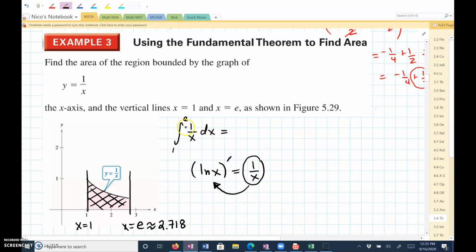So when I take the antiderivative of 1 over x, this is going to be the natural log of the absolute value of x. I got to make that the absolute value of x because that has to be positive. That's just the definition of a natural log. And we're going to integrate this from 1 to e. So this would be the natural log of the absolute value of e minus the natural log of the absolute value of 1. Well, the natural log of the absolute value of e is 1, and the natural log of the absolute value of 1 is 0, so the area is going to be 1.